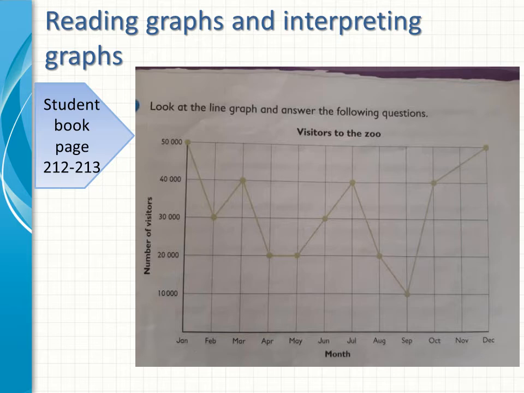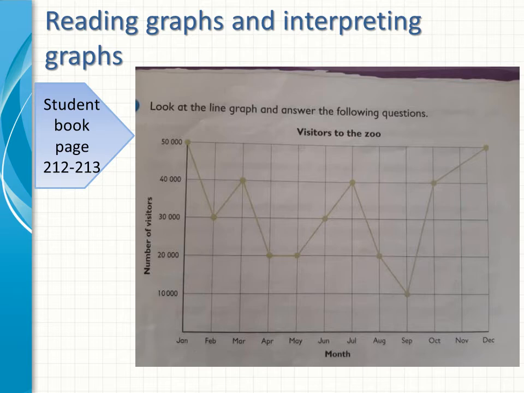The month is January. This means we had 50,000 visitors in January. Please do not make the mistake of tracing the lines that connect the dots. The lines that connect the dots only help you to know the pattern of how people visited the zoo.